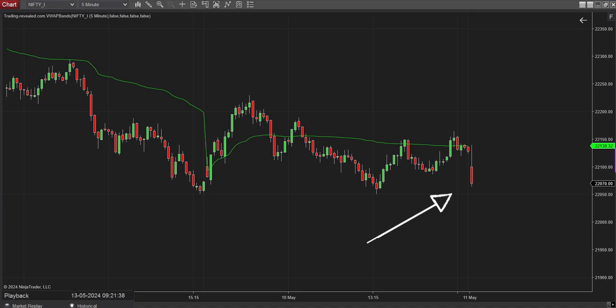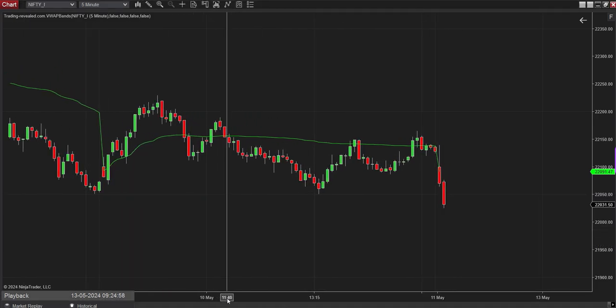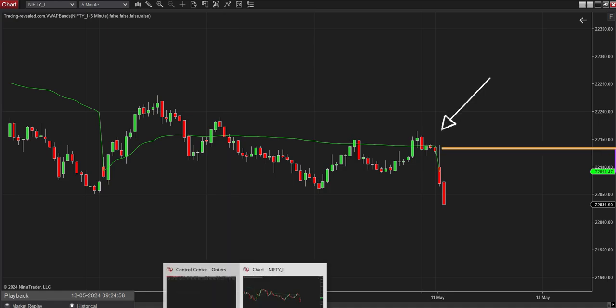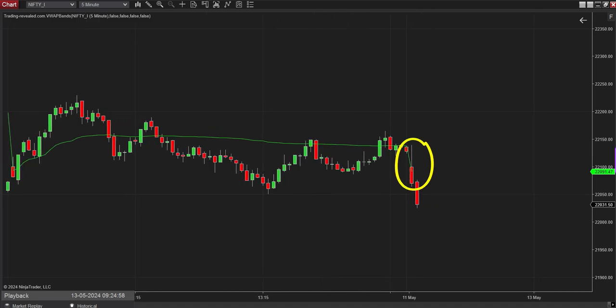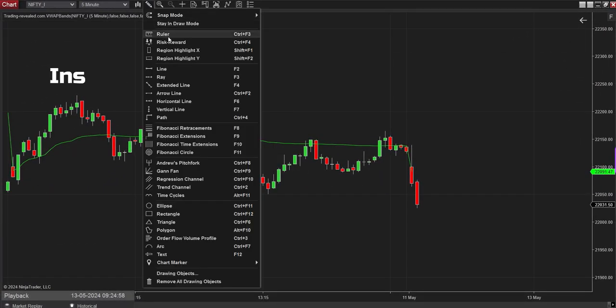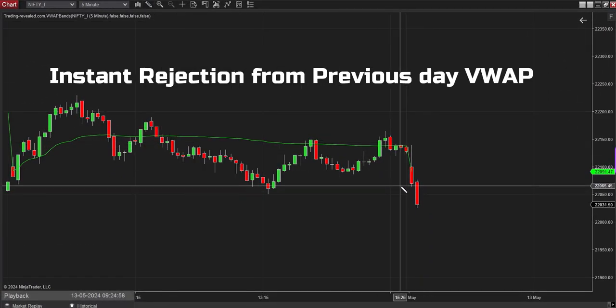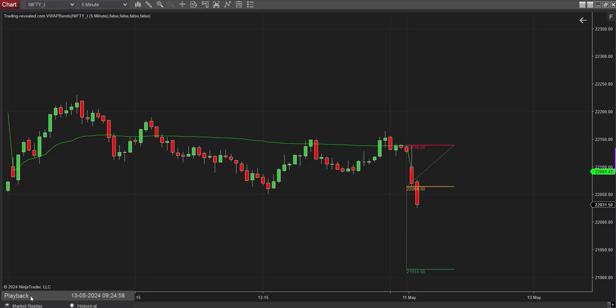Just check the chart in front of your screen. You could see what's happening in the first few minutes of the market. Price tries to reject from the previous day's VWAP instantly with a bearish rejection candle formation. This is my first hint, my first start. Instant rejection from previous day's VWAP is a clear hint of bearish direction.